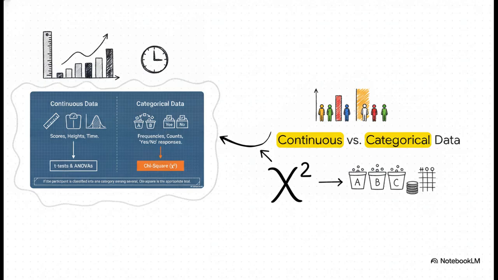But now, flip that. Think about categorical data. This is when your data falls into frequency buckets. We aren't measuring a numeric score anymore, we're just counting. How many people said yes versus no? How many items fall into category A versus category B? When you are dealing strictly with frequencies and counts, that is the true, undisputed domain of the chi-square test.